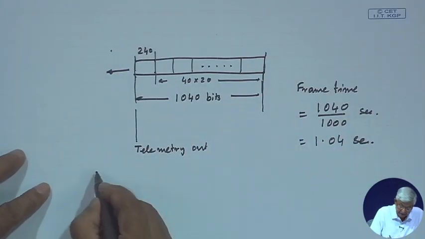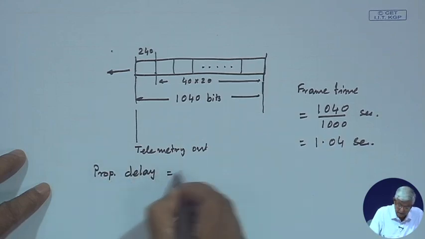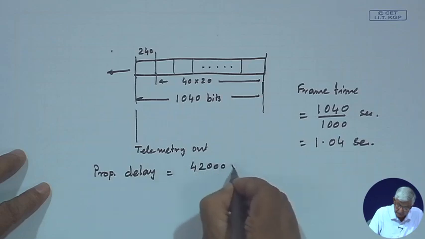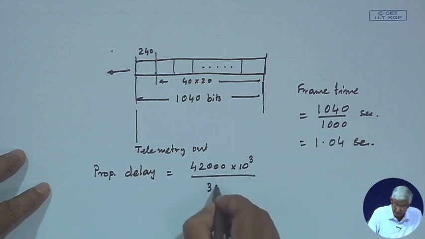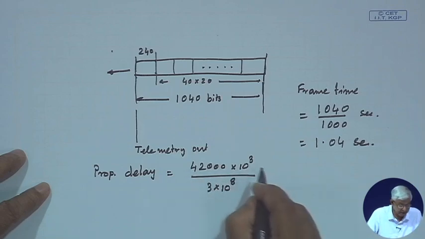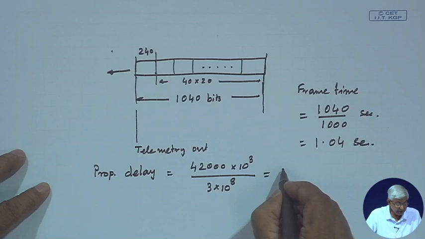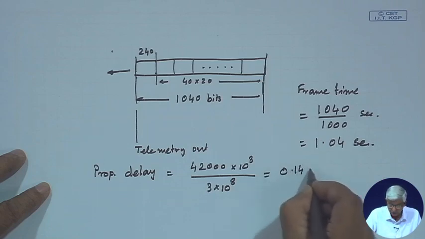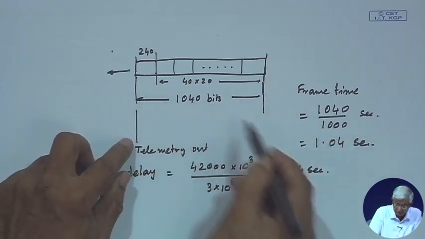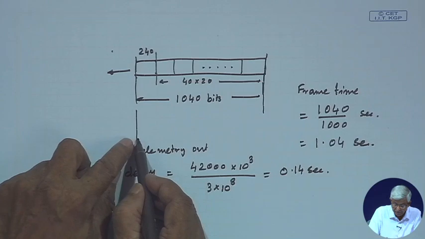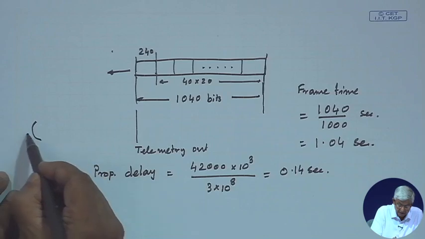So, there is a propagation delay. The distance is 42,000 kilometer, which I converted into meter, and the velocity of light is 3 into 10 to the power 8 meters per second. If you do this 42 by 3, then it comes out to be 0.14 second. So, the last bit has gone out, and from that time it took 0.14 second to reach the control station.